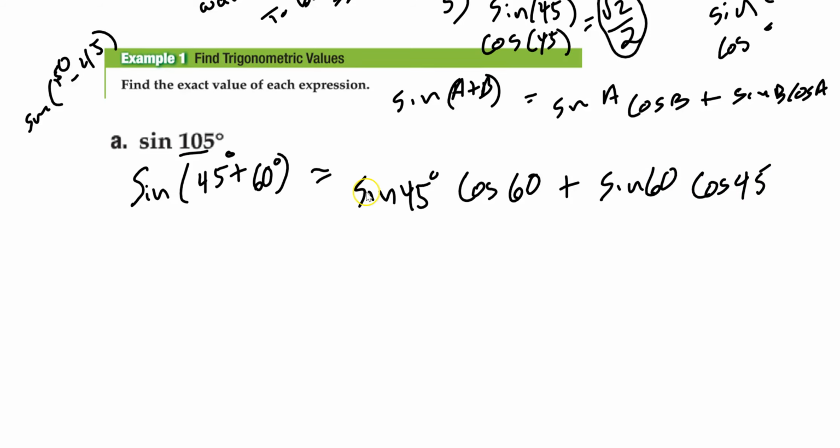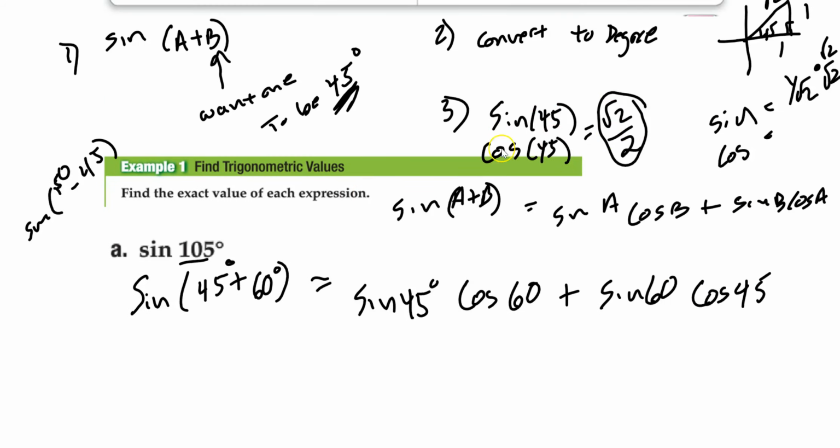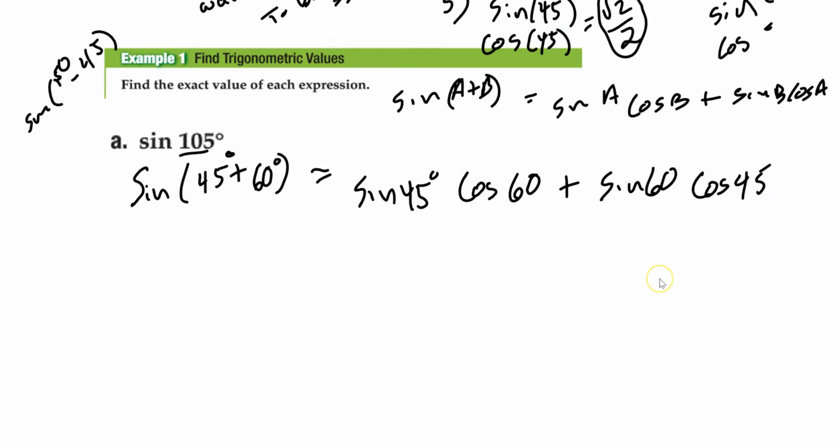Now remember that third trick I told you? This is where we're going to use it, right? We purposely always make 45 because now I know these two. Sine of 45 is rad 2 over 2. Cosine of 45 is rad 2 over 2. All I gotta do is find cosine of 60 and sine of 60. Now again, that you can do any way you want. Table, triangle, whatever you want to do.